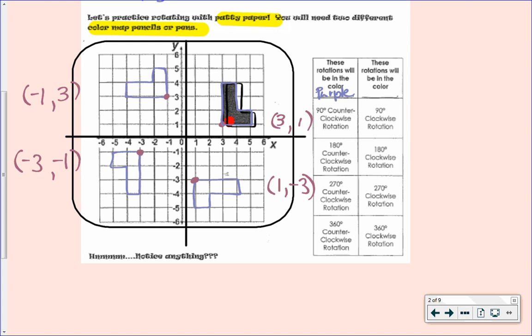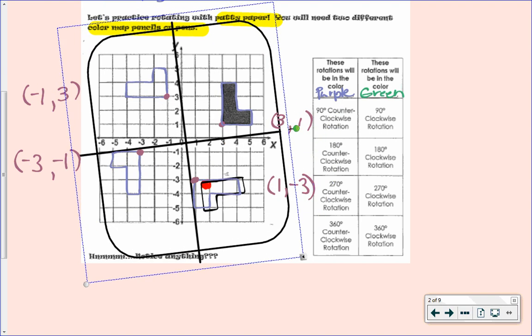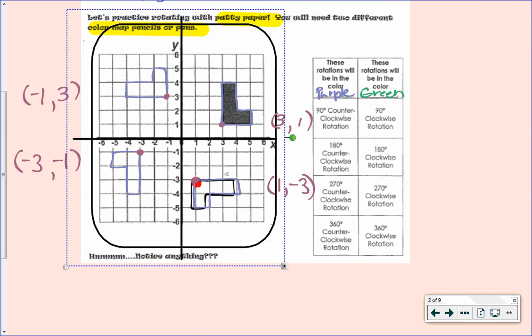Okay? So let's look at our next column. Go ahead and reset your patty paper. These rotations will be in the color, and I'm going to choose green. You can choose another color, whatever color you're using. All right? And we're first going to make a 90 degree clockwise rotation. Clockwise means what? This way, as a clock rotates, okay? So go ahead and put your writing utensil on the origin, on your patty paper. And let's go ahead and rotate it just 90 degrees clockwise, and here we are.